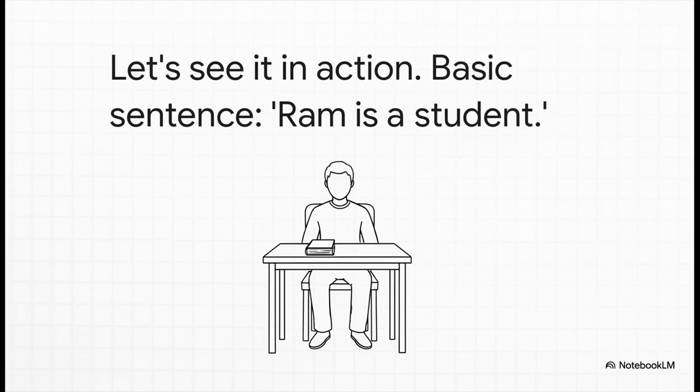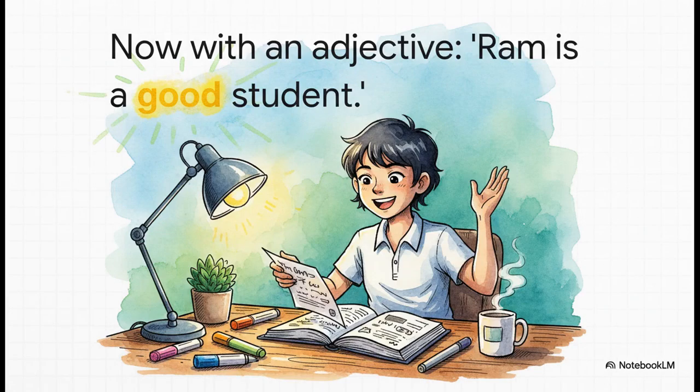So here we have a perfectly fine, simple sentence. Ram is a student. We know who, and we know what he is. It gets the job done. But it doesn't really tell us much, does it? And boom! We add one little word, good, and suddenly we know so much more about Ram. That single adjective completely changes the picture in our head. That's the power of description right there.